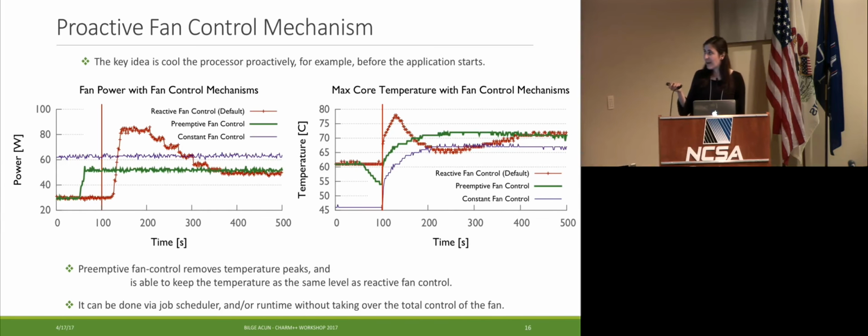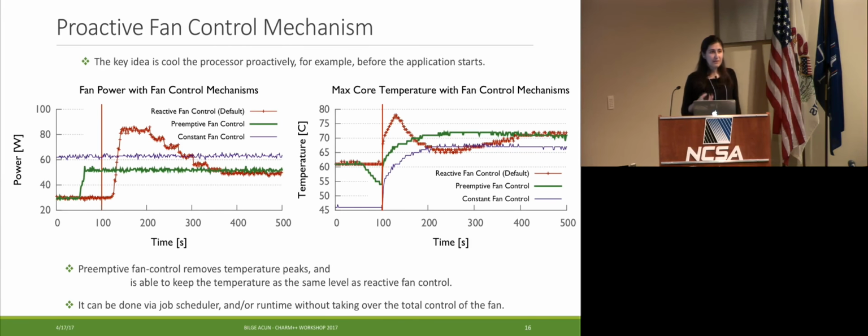The green one is the proactive fan control mechanism, where you start pre-cooling the processor before the application starts. So temperatures go down, and after the application starts, you reach the same level with both the fan and the temperatures. And you prevented that peak, the fan peak over here. And you also saved energy, which is equivalent to this area minus this area. So overall, this mechanism can remove the temperature peaks and power peaks, and it can achieve the same temperature level as the reactive fan control mechanism did.